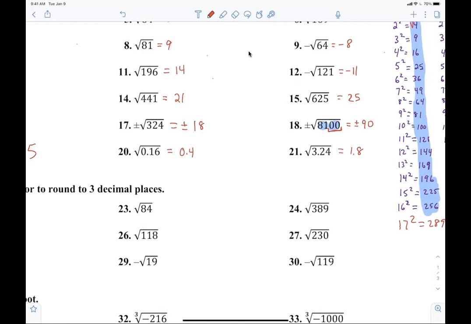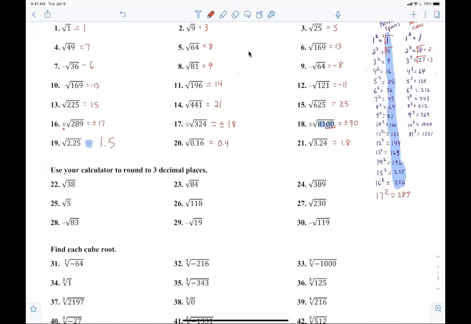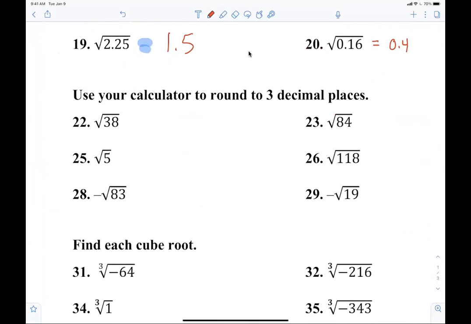All right, so now Max. Now it says use your calculator to round to 3 decimal places. So now I'm showing you how to use your square root on your calculator. All right. Now, on your calculator, do the square root button, and then type in 38. Square root 38. You guys can figure this out now.